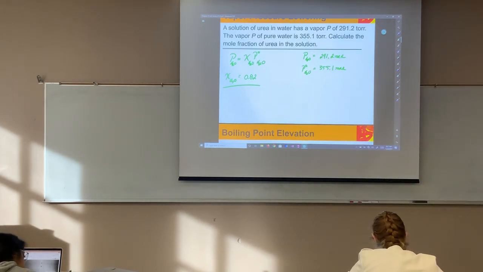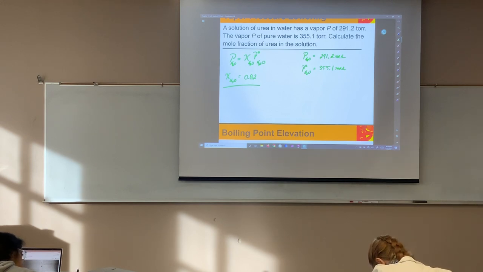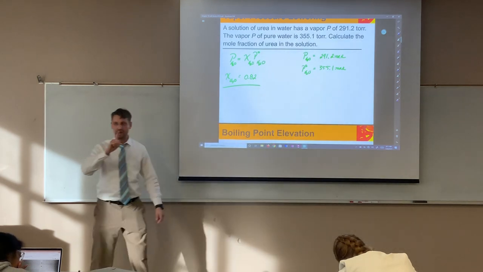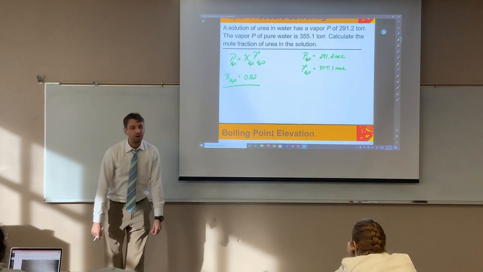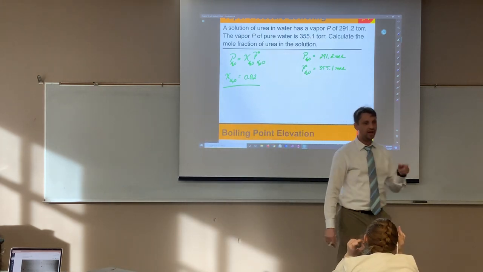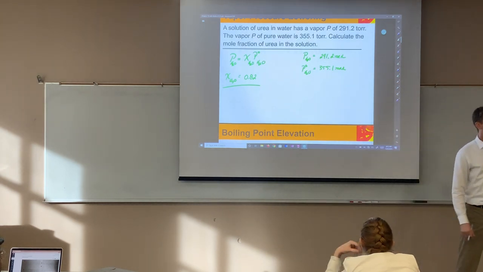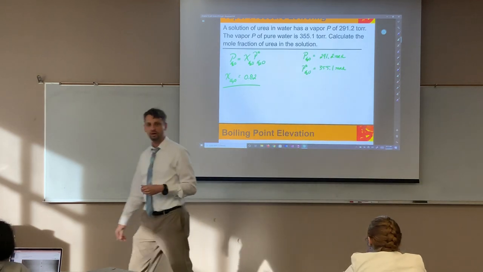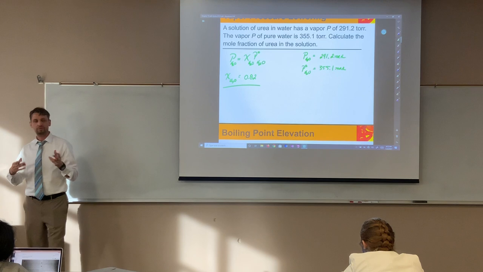So what information do we have here? The solution of urea in water has a vapor pressure, so the partial pressure of that solution. The vapor pressure of pure water is 355.1. So we're going to get the mole fraction of the water based off the data that we have. But what do we mean by a mole fraction? What do all fractions have to add up to be? Everything has to add up to be equal to what? 100, right? Or, to put it more simply, it has to be equal to 1.